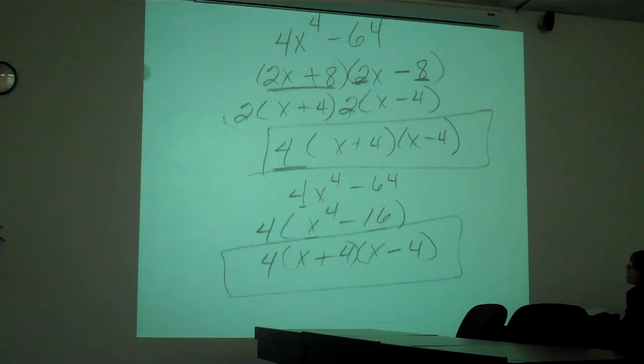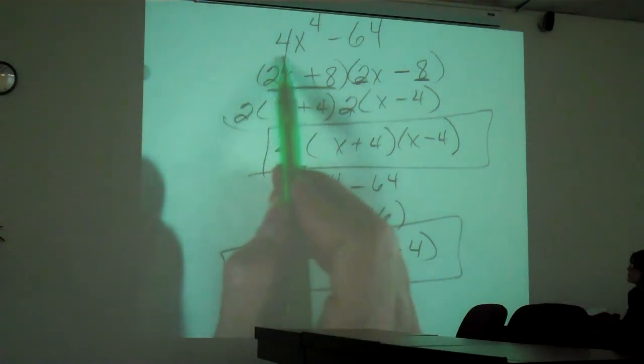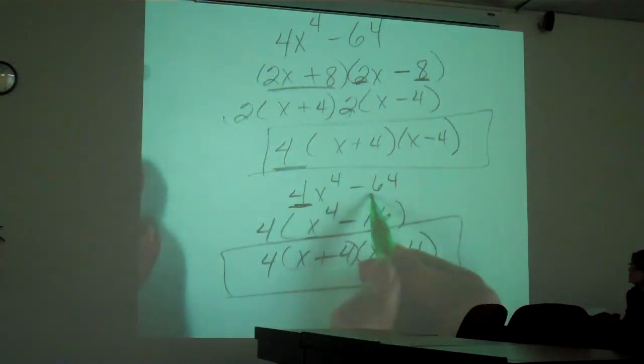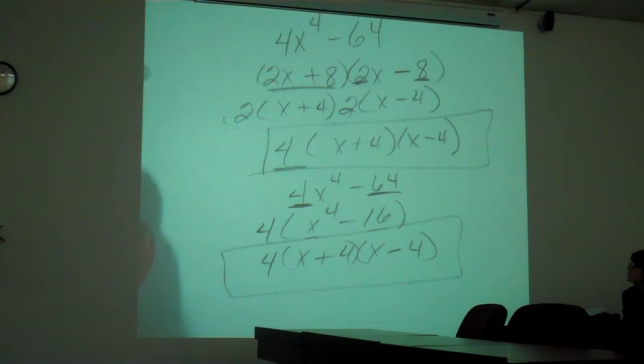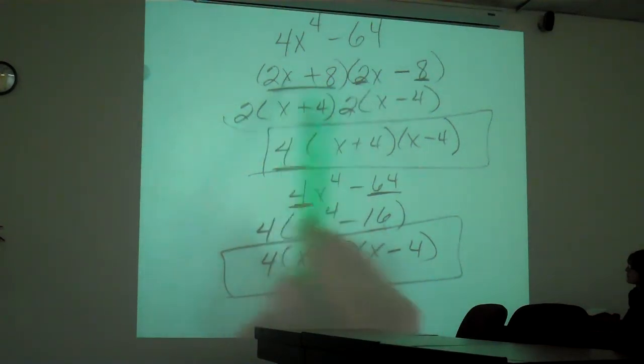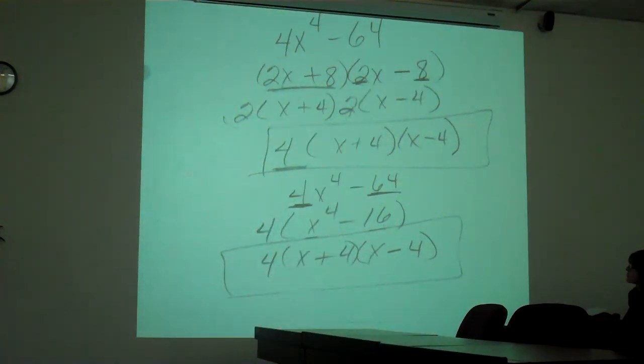So actually the first thing you're supposed to watch for is whether there is a number or a variable we can factor out first. Since this had the 4 that could factor out, you could have done that first. If you don't do that first, you might not realize that you could factor the 2's out right here. So watch for the things that it has in common first, okay?